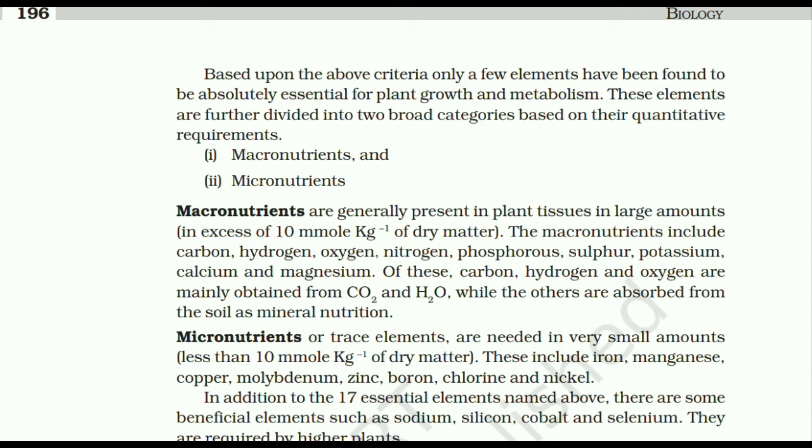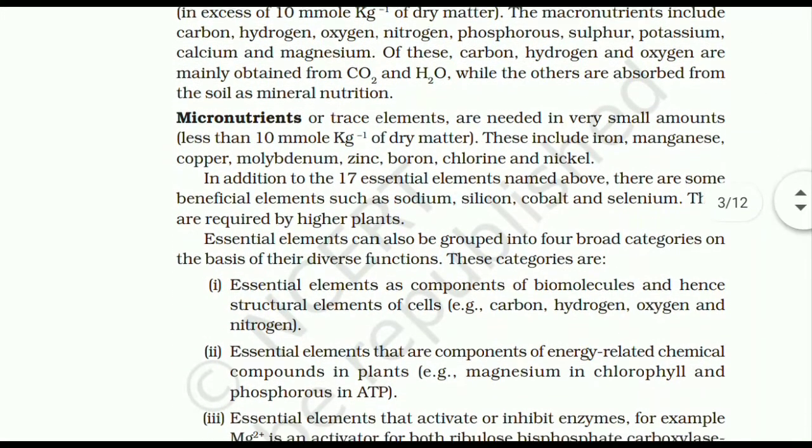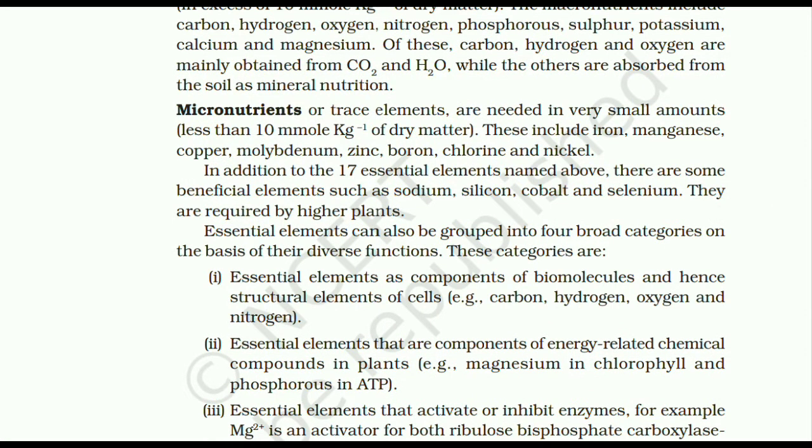Of these, carbon, hydrogen and oxygen are mainly obtained from CO2 and water, while others are absorbed from the soil as mineral nutrition. Micronutrients or trace elements are needed in very small amounts, less than 10 millimole per kg of dry matter. These include iron, manganese, copper, molybdenum, zinc, boron, chlorine and nickel.